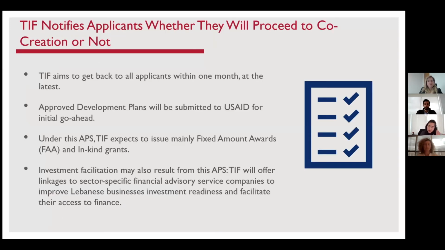Then, no later than a month, TIF will notify the applicant of the result of the evaluation, whether it is a go or not, and approved development plans will be sent to USAID for a green light or for an initial go ahead. And under this APS, many partnerships will result, among them, for example, in-kind grants where TIF will procure goods and services on behalf of the grantee, or fixed amount awards where TIF will reimburse the grantee upon predefined milestones and deliverables. Investment facilitation may also result from this APS. TIF will offer linkages to sector-specific financial advisory service companies to improve Lebanese businesses' investment readiness and facilitate their access to finance.